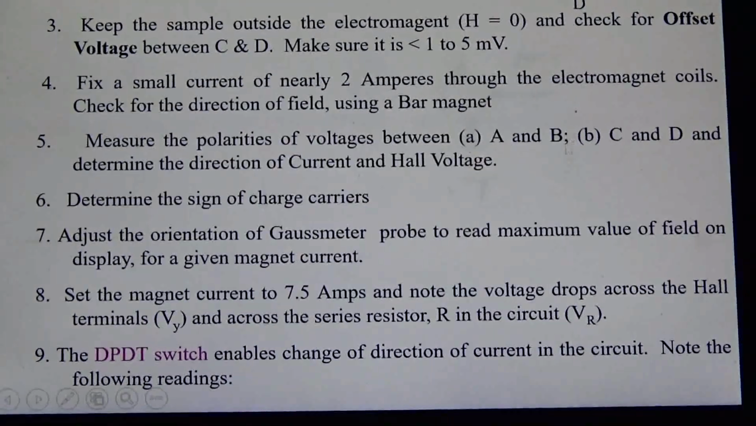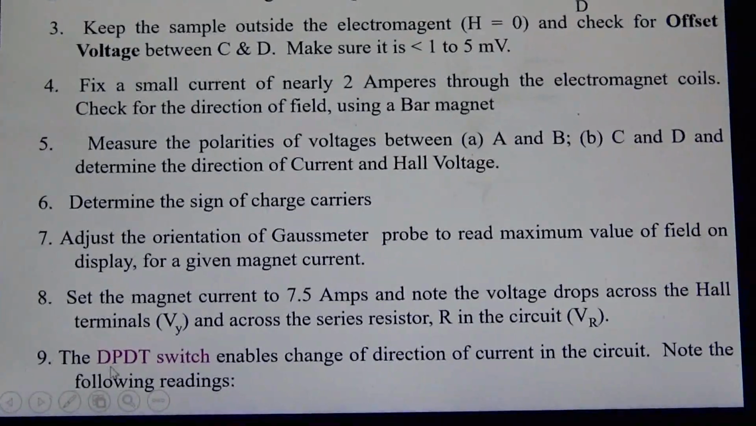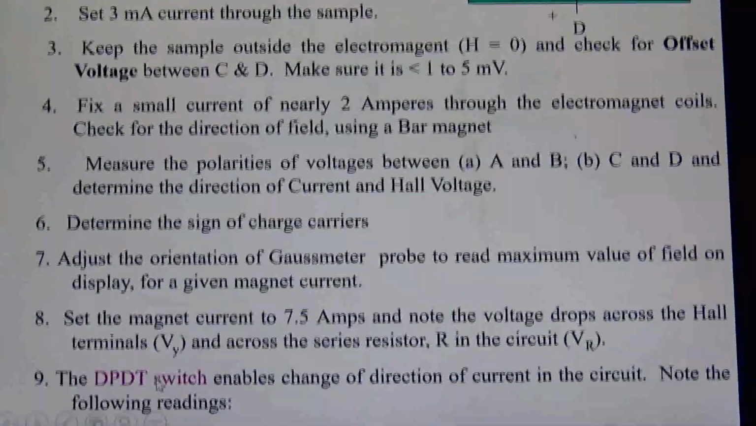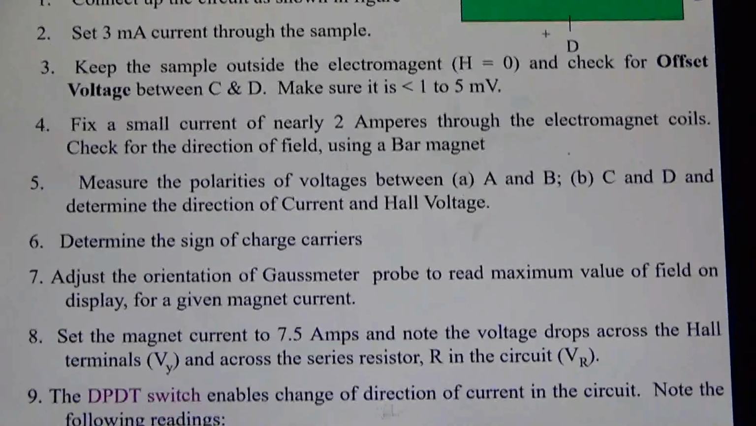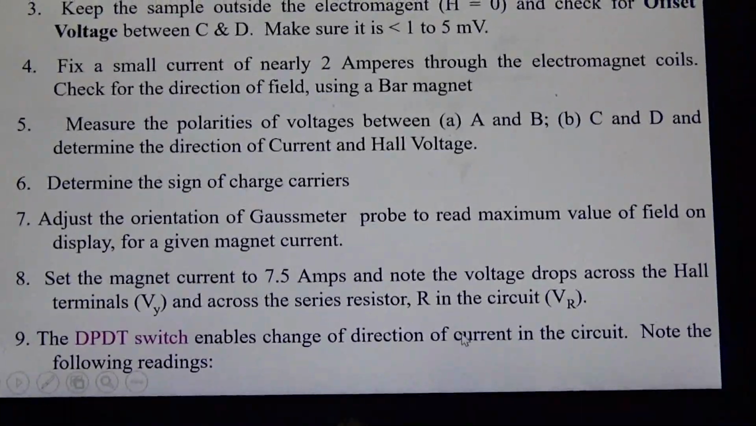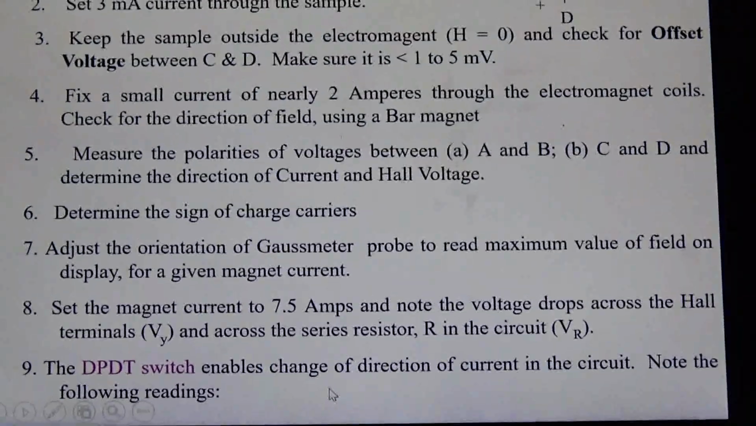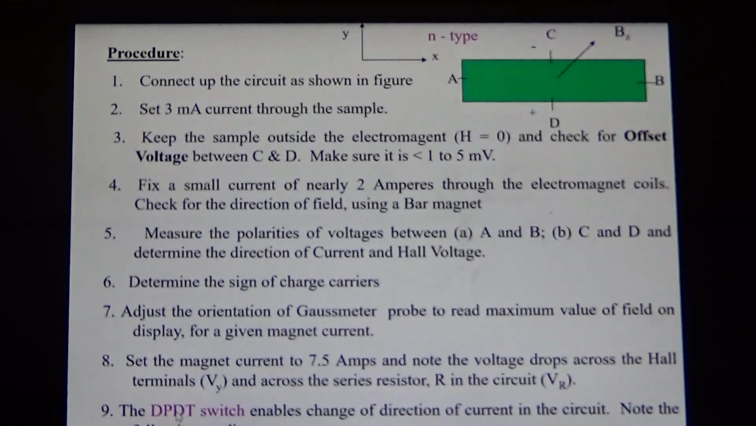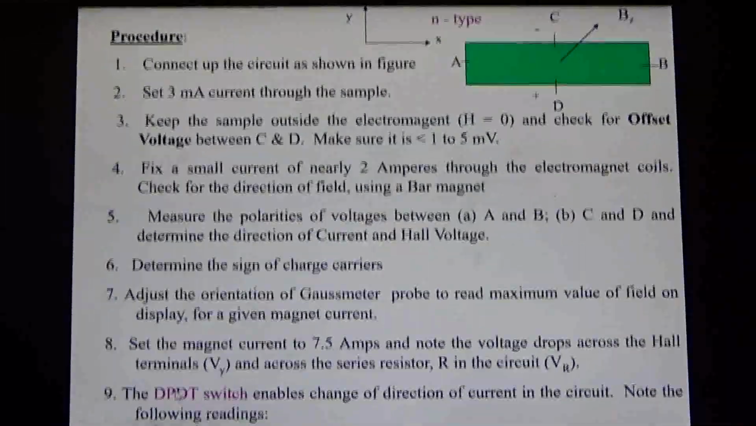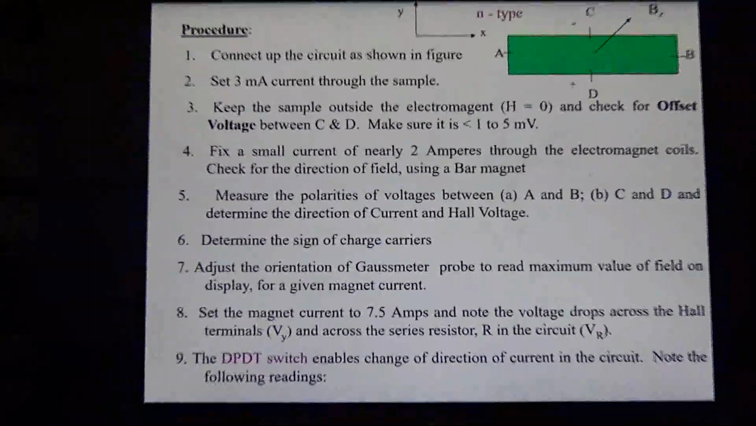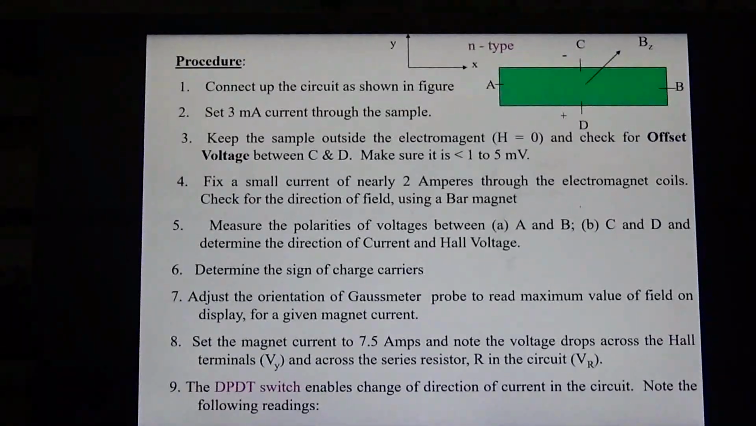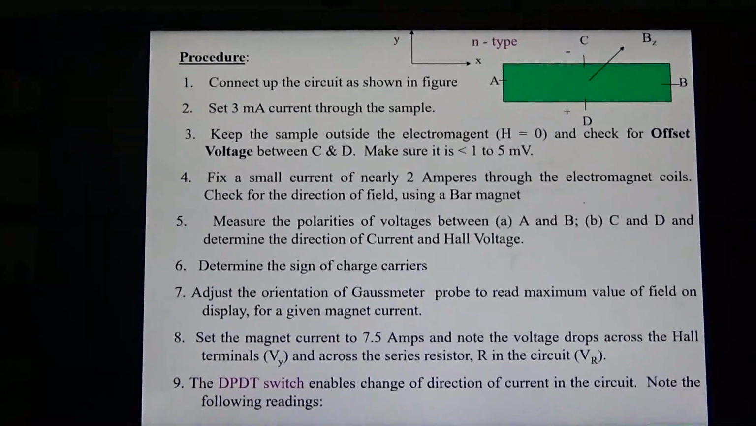I can do that using a DPDT switch. This switch is called a double pole double throw switch, which enables us to reverse the direction of the current, that means the electric field direction. So you should also know how the DPDT switch connection works. Now I will show you the actual experimental setup and how to carry out this experiment.